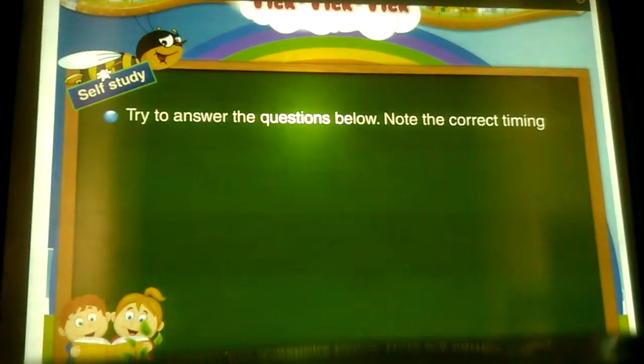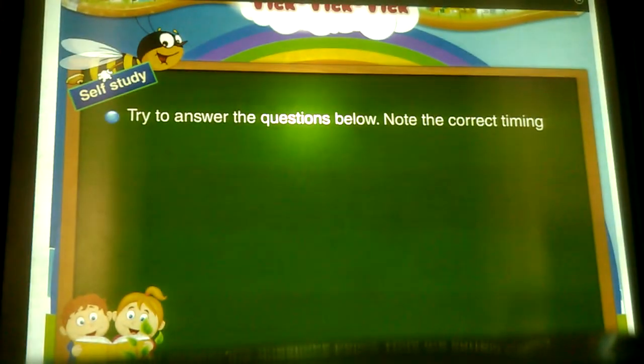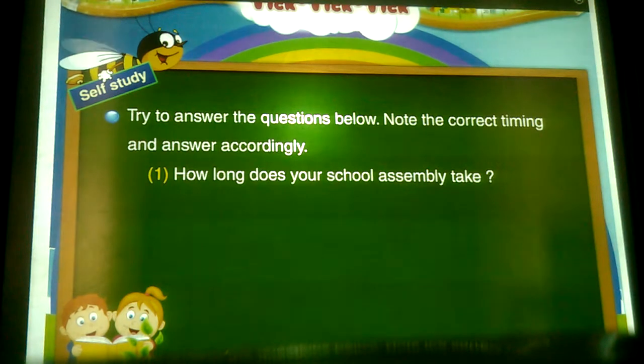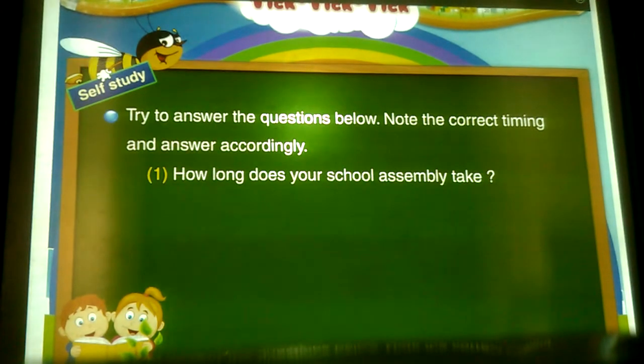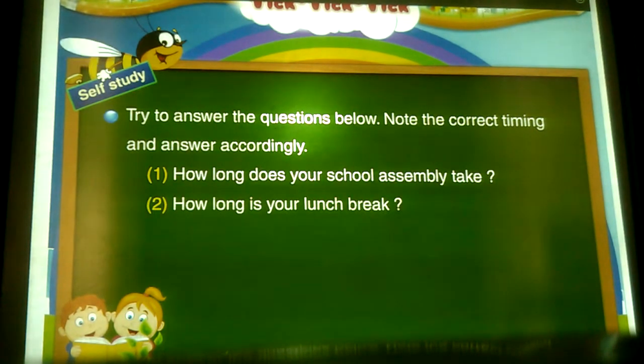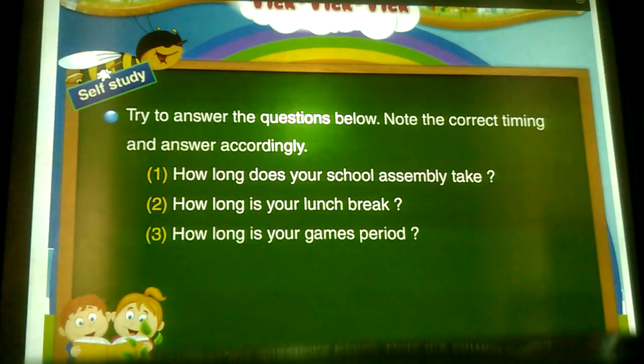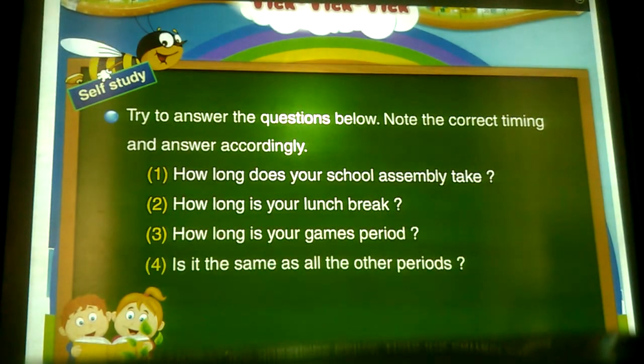Now, try to answer the questions below. Note the correct timing and answer accordingly. How long does your school assembly take? How long is your lunch break? How long is your games period? Is it the same as all the other periods? The games period and lunch break seem very short, aren't they?